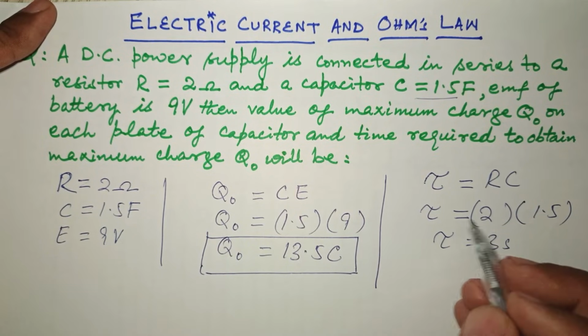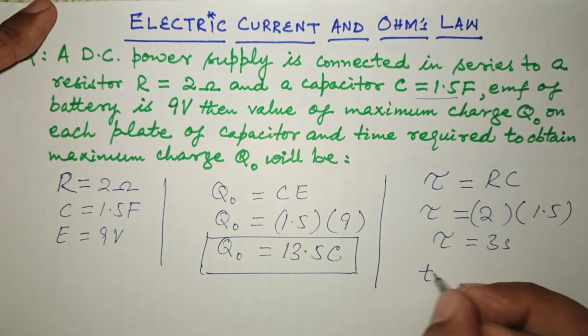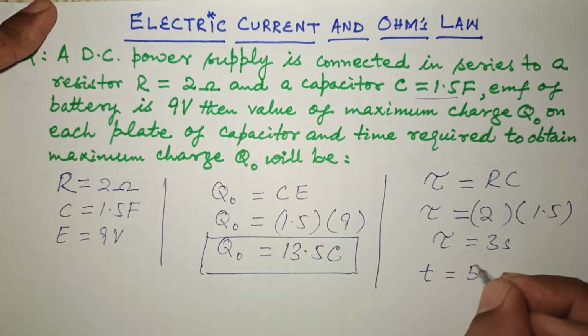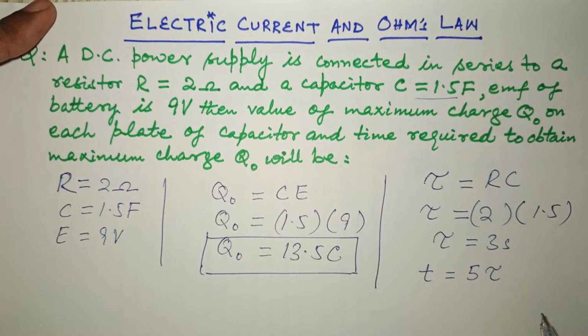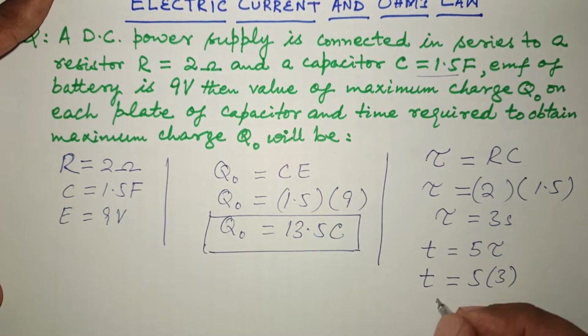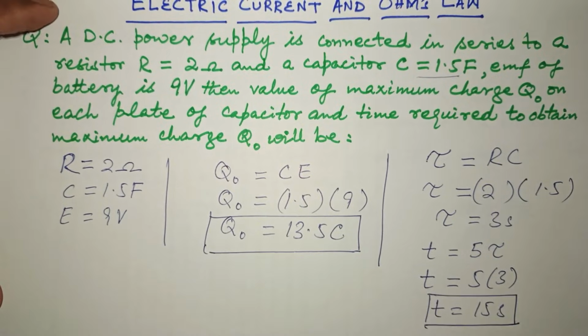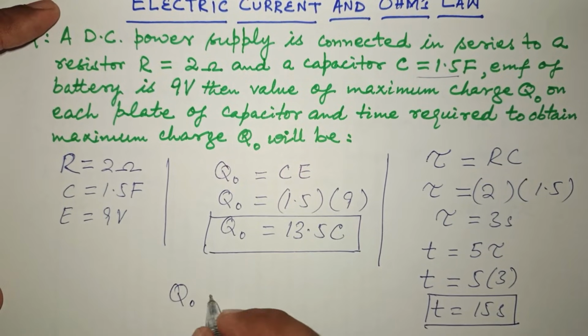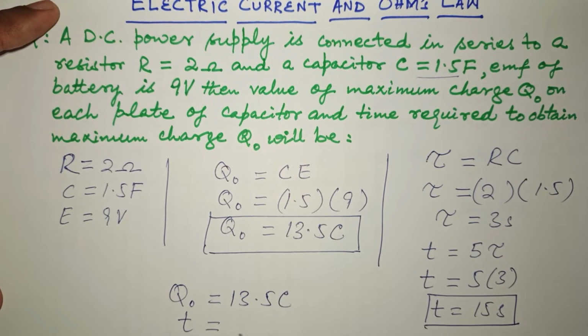The time required to reach maximum charge is given as T is equals to 5 tau. In this time more than 93% of the charge is stored, the plates will be charged. So let's put the values and get the result. 5 into 3, so T is equals to 15 seconds. So our result is Q naught is 13.5 coulomb and time required for maximum charge is 15 seconds.